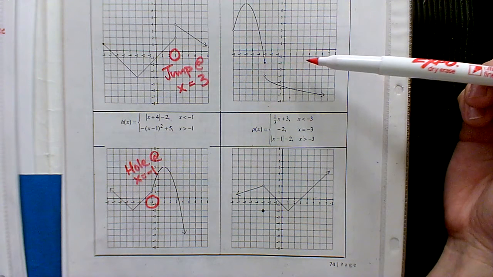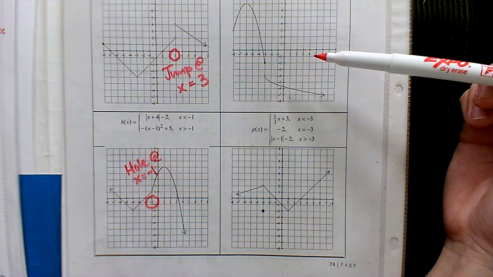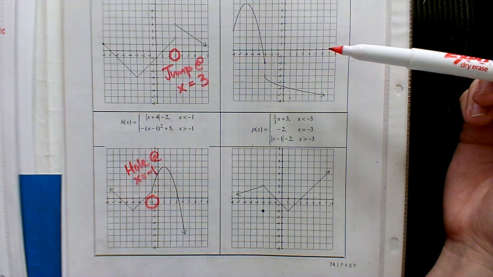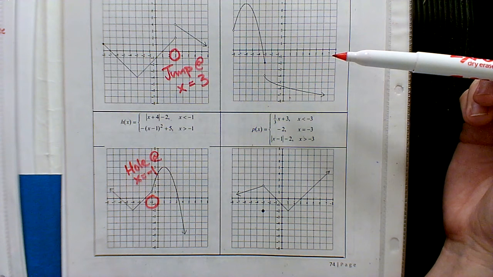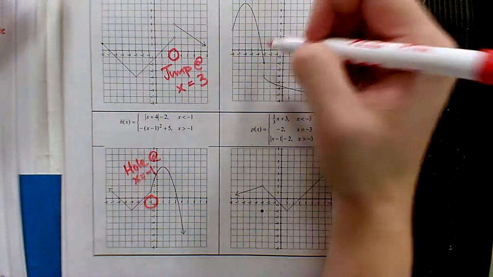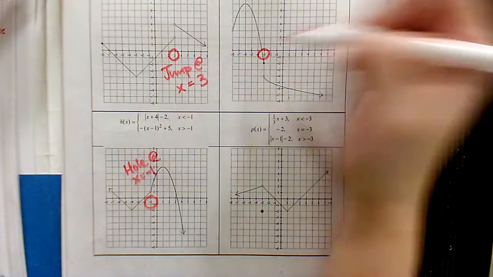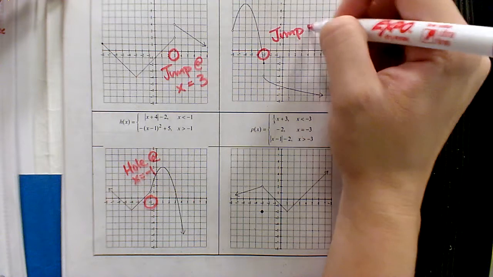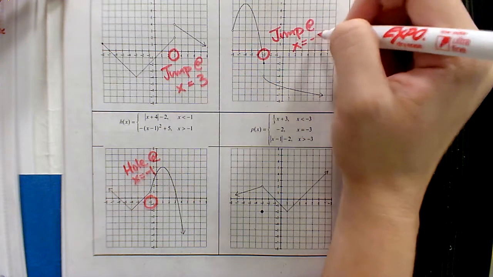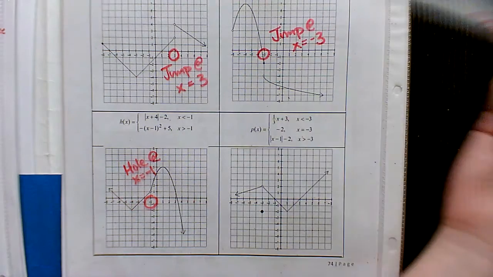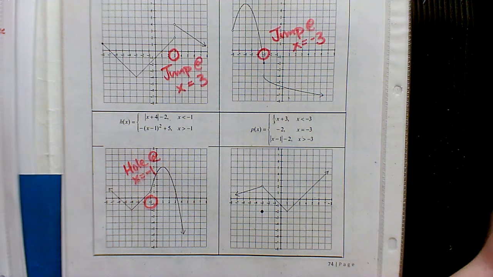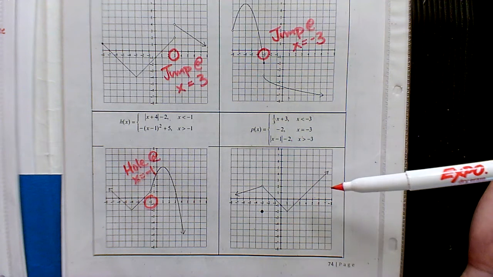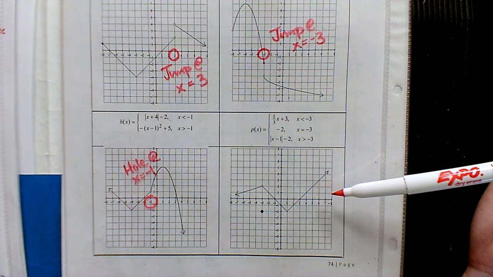What about the next top one on the right-hand side? Where would you have to lift up your pencil? Can you tell me the spot? -3, okay, and what type? We got a jump. Notice how this was a jump that had a closed circle and an open one. Okay, that's another possibility. What about the last one at the bottom?